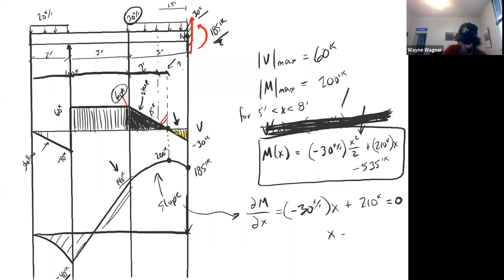Notice this is the exact same equation I just blocked out, by the way. If we solve for x here, we get x equals 210 divided by 30, which gives me 7 feet. That tells me where this thing maxes, or it could be a min, but it tells me where the slope is 0. Once you know where the slope is 0, you plug it in up here, and that will give you the moment at that location. Hopefully that makes sense.